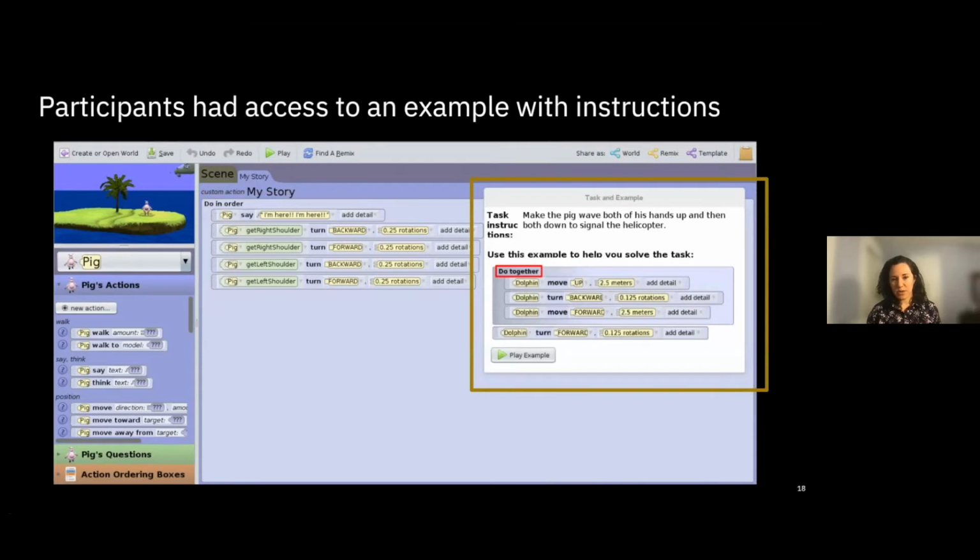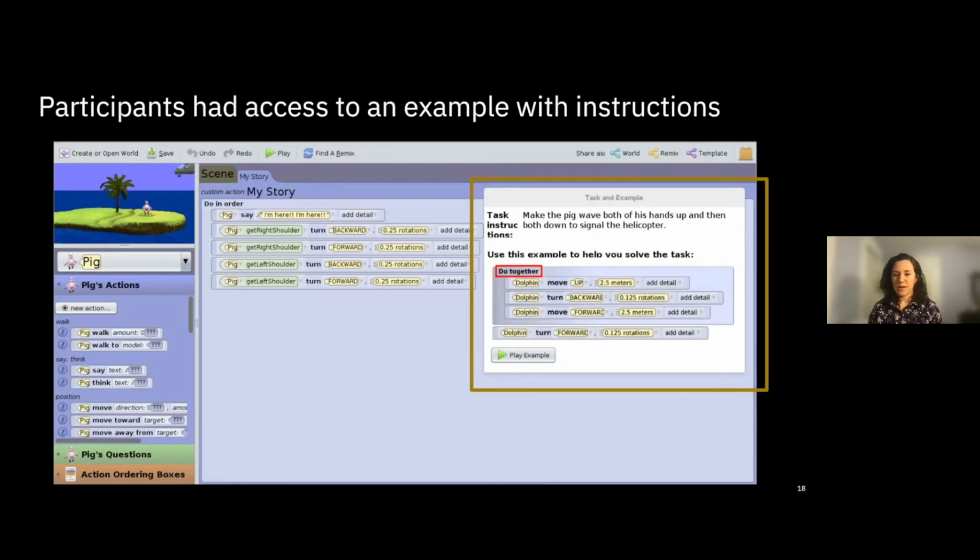And so they saw alongside of this task an example, where there's a do together concept, which makes things happen in parallel. So this was basically showing an example of how to make things happen in parallel. If they completed the task successfully, the idea was to add these do together code blocks into the code so that the pig would raise both of his arms up and then both down at the same time. So we had 6 of these tasks where we were showing users the code and then asking them to try to modify that code with these examples.